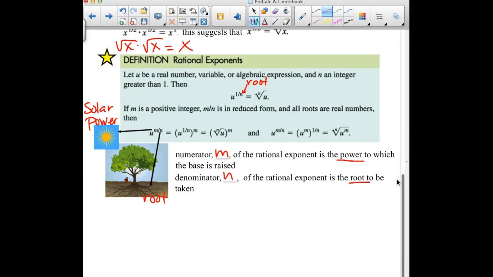Now notice in this definition, it doesn't matter if we take the root first and then the power, or if we take the power first and then the root. We still end up with the same answer.